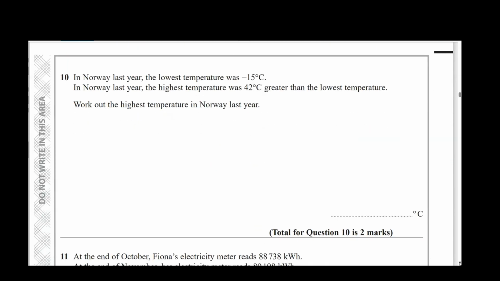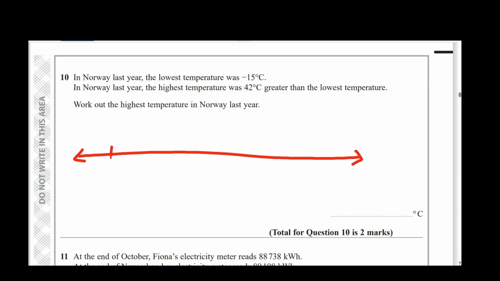If we look then at question 10, so they say in Norway last year, the lowest temperature was minus 15 degrees Celsius. And then in Norway last year, the highest temperature was 42 degrees greater than the lowest temperature. Work out the highest temperature in Norway last year. Okay, so what they are trying to trick us here is I would try draw a number line. Okay, it doesn't have to look pretty, it doesn't even have to be straight, as you can see.